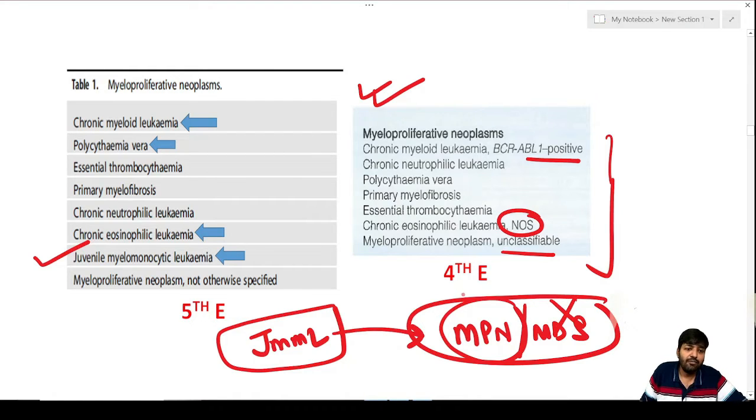The number two thing is that the main changes under the myeloproliferative neoplasm are in relation to CML. In CML, if you know, there were 3 phases before.